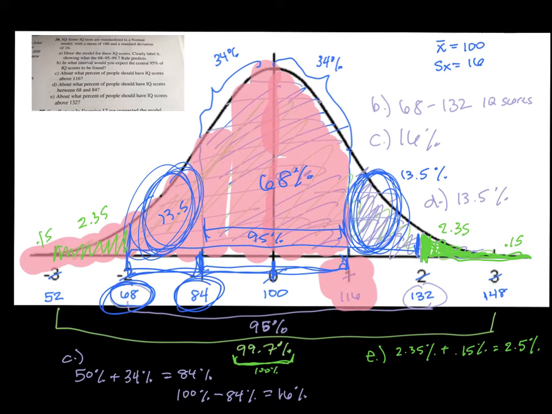I hope that helps us with breaking up the standard normal curve and figuring out the areas under the curve using the graph that you built.